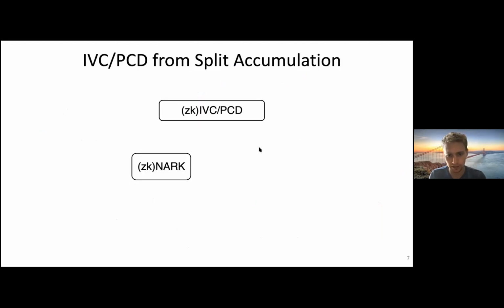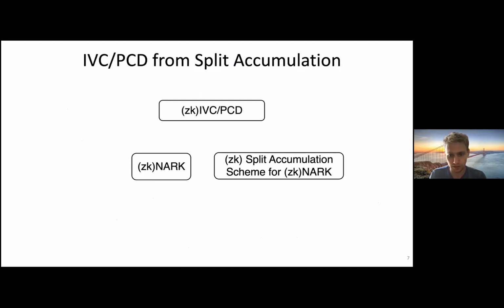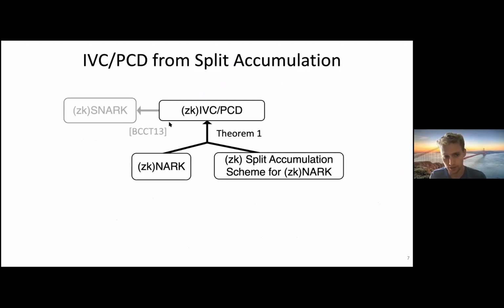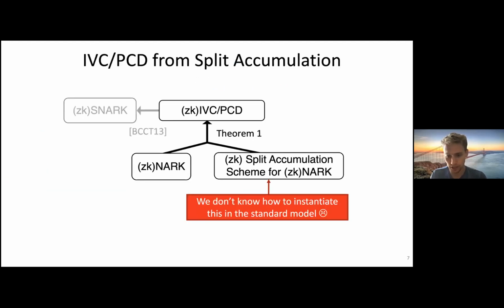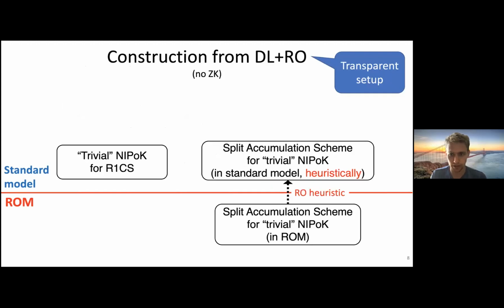So, to illuminate it one more time, what is the pipeline? Well, we get IVC and PCD, and we show through theorem 1 that if we have a NARK and a split accumulation scheme for this NARK, this gives us IVC, and then here's the transformation to ZK NARK. But we don't know how to instantiate this in the standard model. So this is exactly where this separation comes in. We have this split accumulation scheme in the random oracle model, and then we use a heuristic to say that we assume there exists one in the standard model.